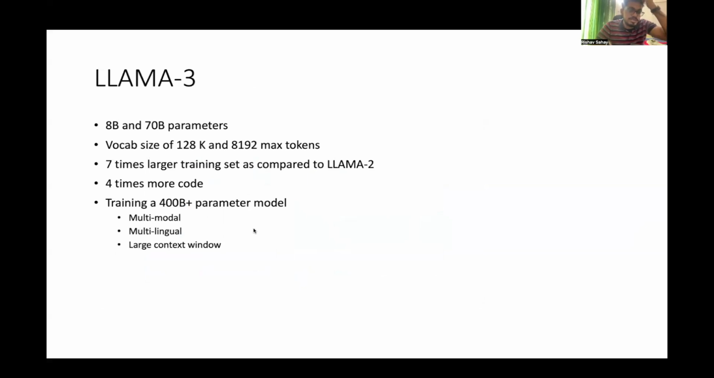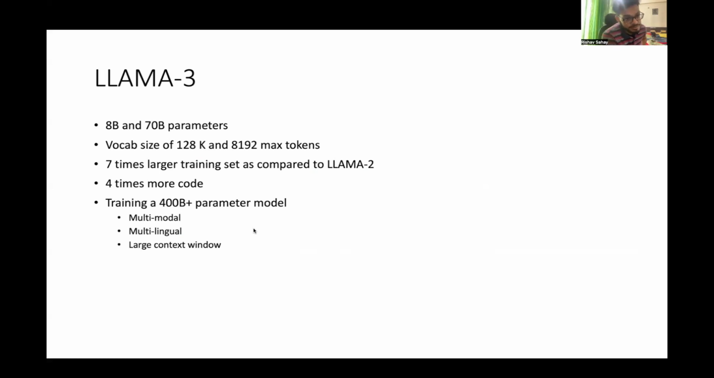Next, we'll look at Llama 3. So Meta introduced two variants of Llama 3. One is the 8 billion and the other is the 70 billion parameters. And they increased the vocab size to 128K and also doubled the context length from 4096 to 8192, leading to supporting larger prompts and being able to take bigger documents as input.